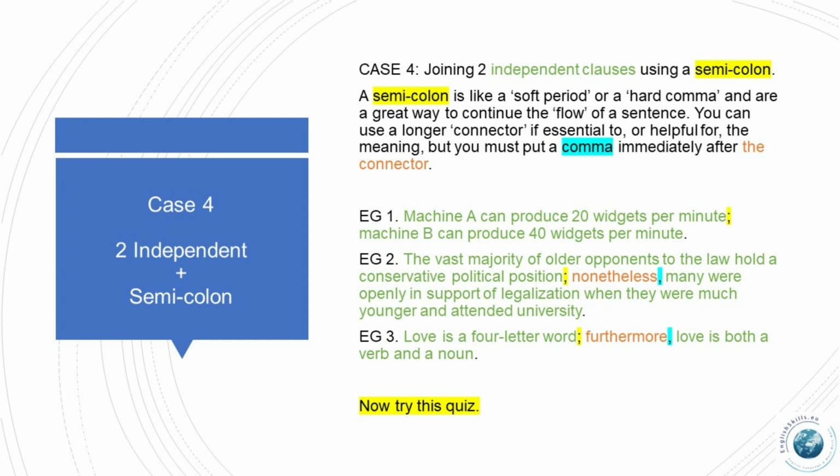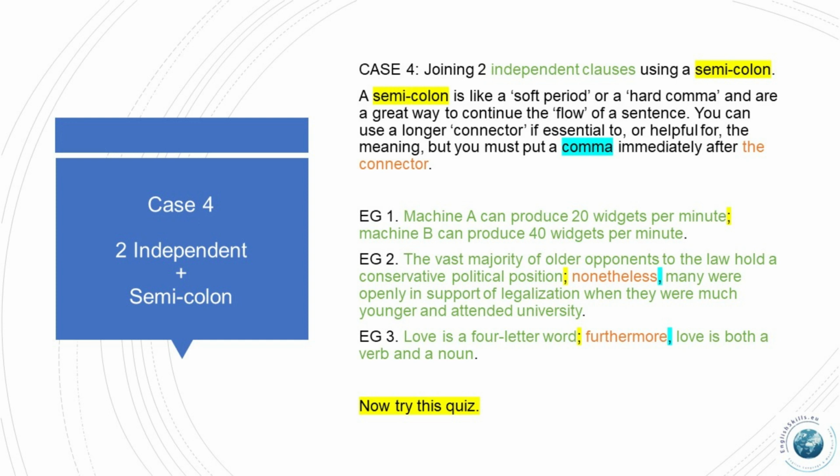Example 2, the vast majority of older opponents to the law hold a conservative political position. Semicolon, nonetheless. So this time what we're doing is we're deciding to emphasize the fact that there's a contrast. Sometimes it can really help the flow of a sentence. Many were openly in support of legalization when they were much younger and attended university. Some longer sentences, some longer ideas. We're just looking at how we can join them.